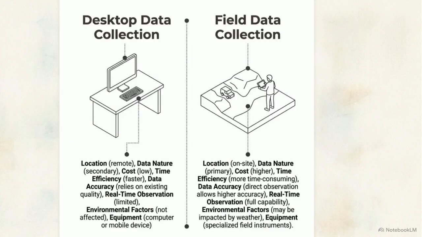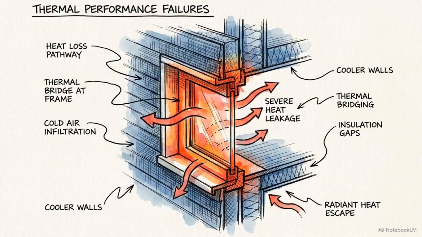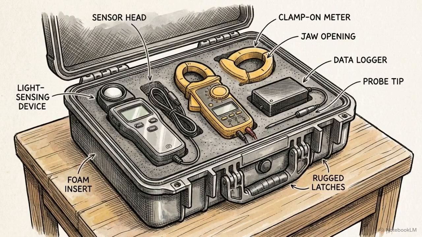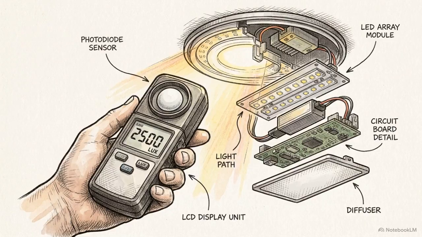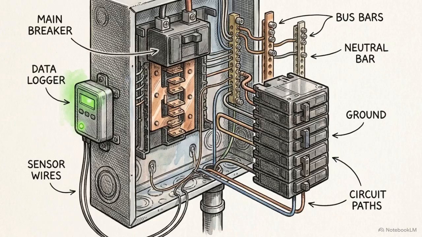Step 2 is field data collection. This is where direct observation fills in the missing gaps that cannot be resolved remotely. Physical assessments focus on building a true equipment inventory and assessing the building envelope for insulation quality, thermal bridging, and air leaks. You must also interview the facility staff to understand actual occupant behaviors and maintenance routines that dictate real-world energy use. Capture these conditions using proper tools: lux meters for lighting intensity, clamp-on amp meters for current draw, and data loggers for load profiles.